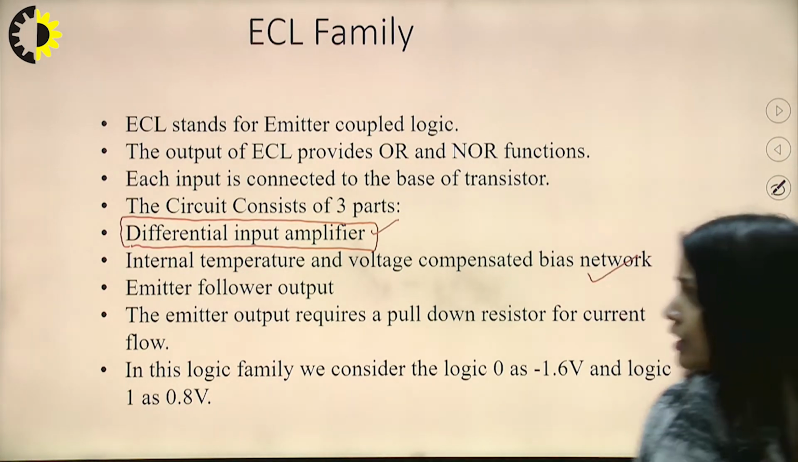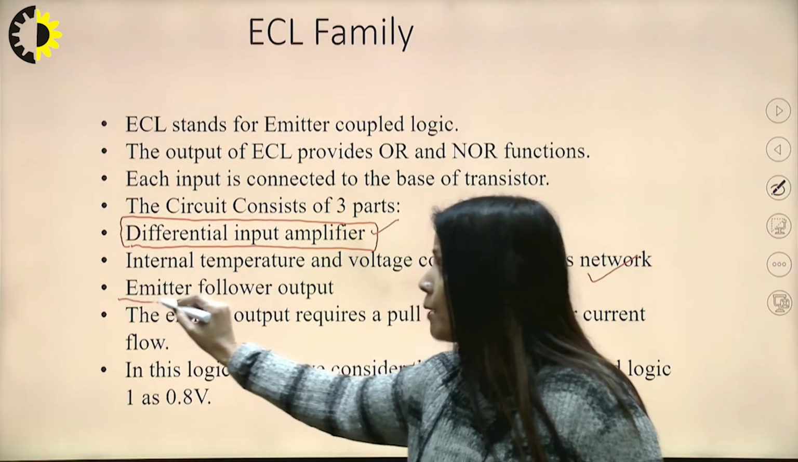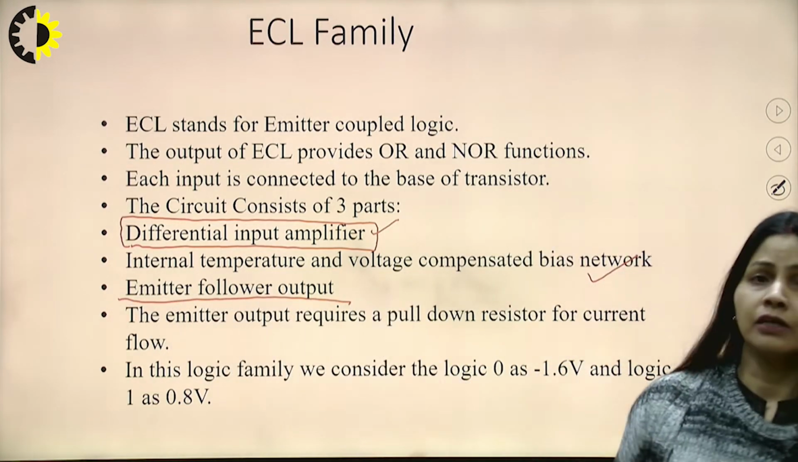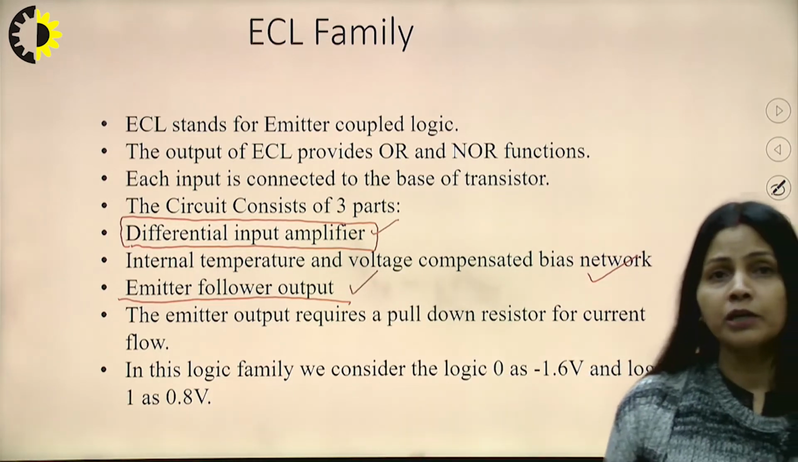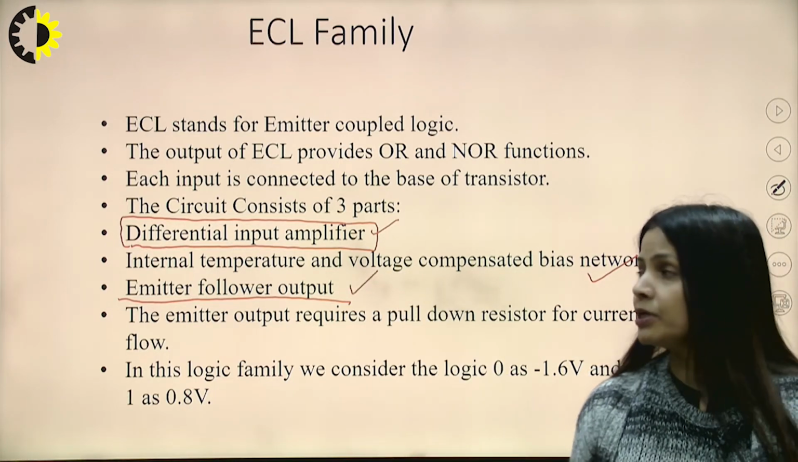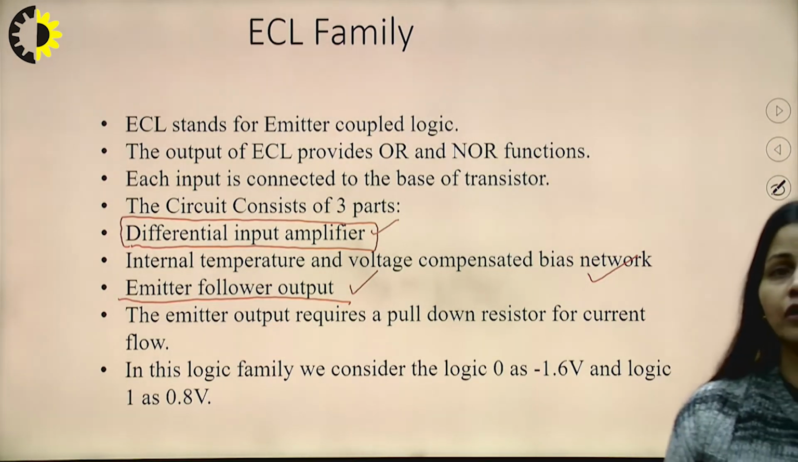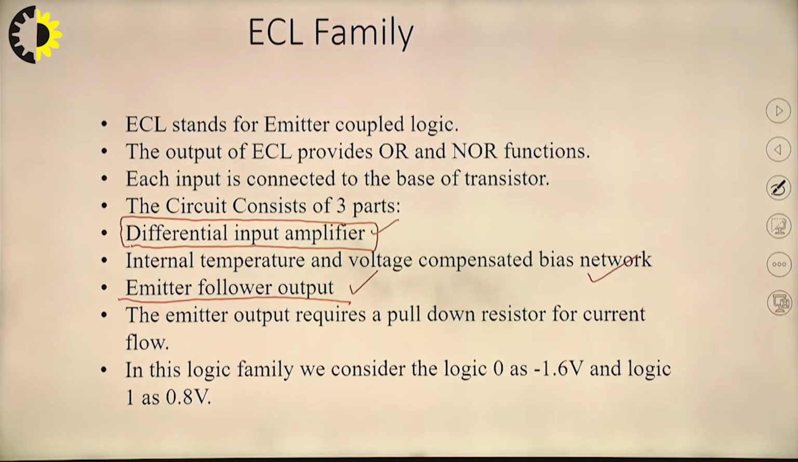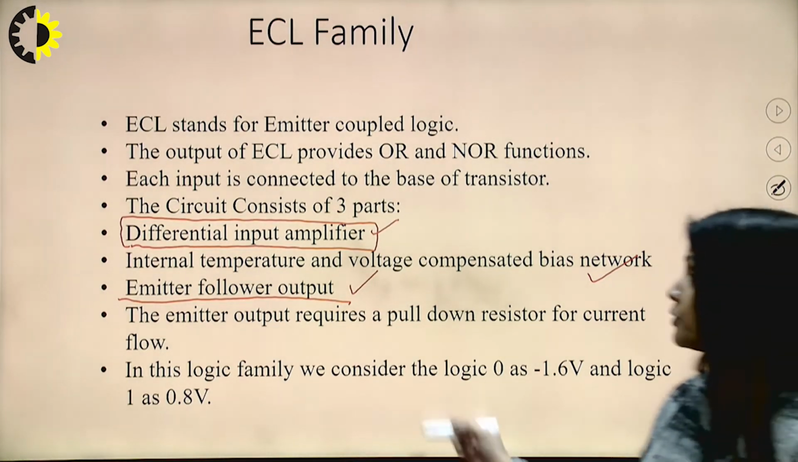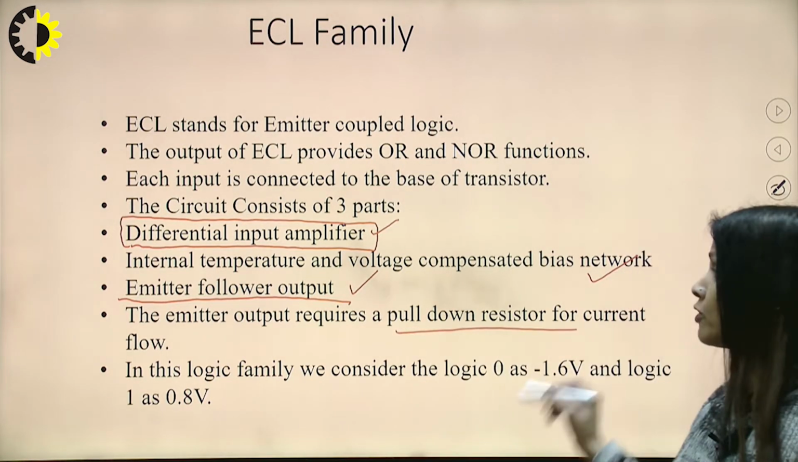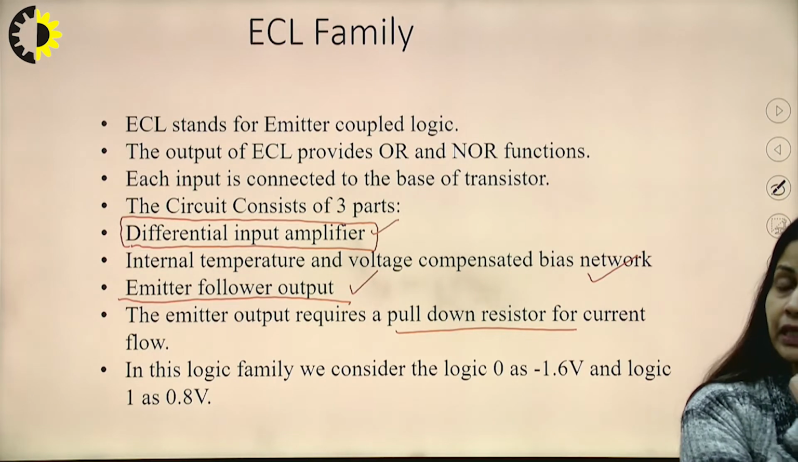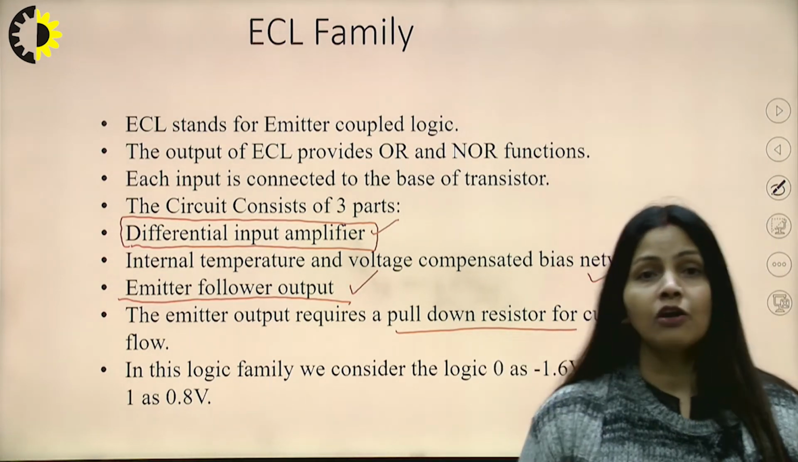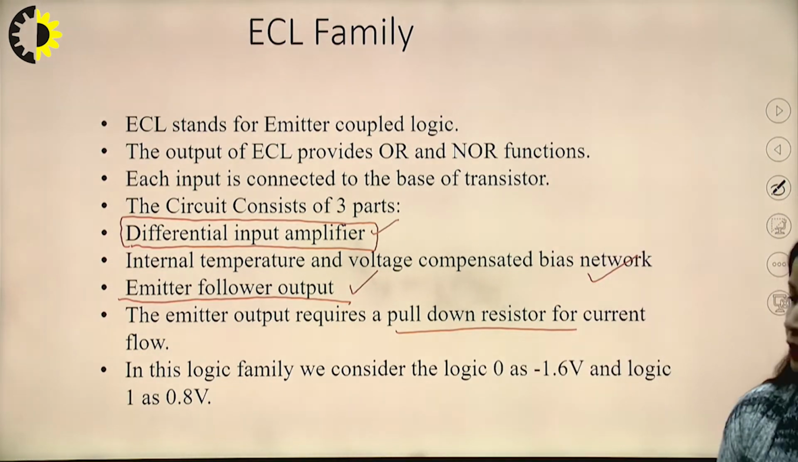And here we have the emitter follower output. This is another major important point about the ECL family, that it has an emitter follower output. Now, the emitter output requires a pull down resistor for current flow. So it majorly depends on the pull down resistor for the current flow.